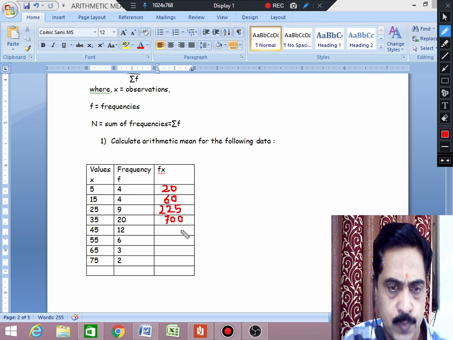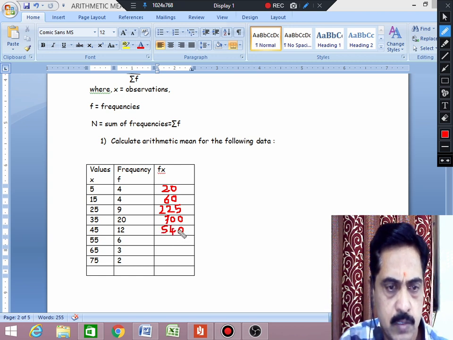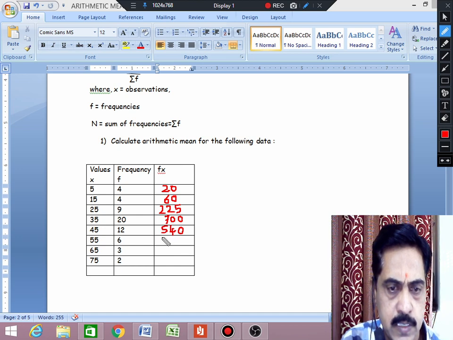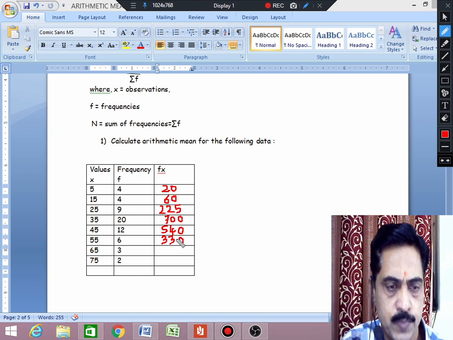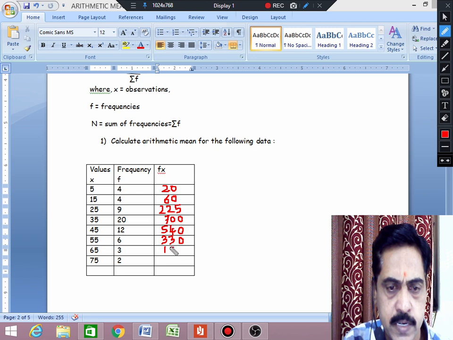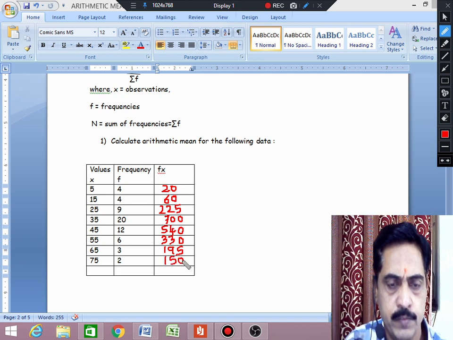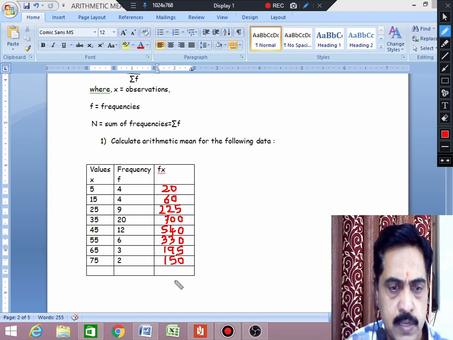45 into 12, this is 540. 55 into 6, this is 330. 65 into 3, this is 195. 75 into 2, this is 150.